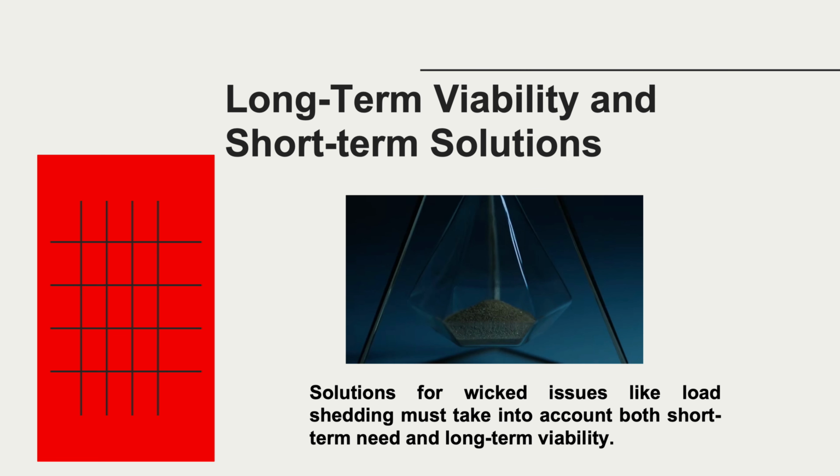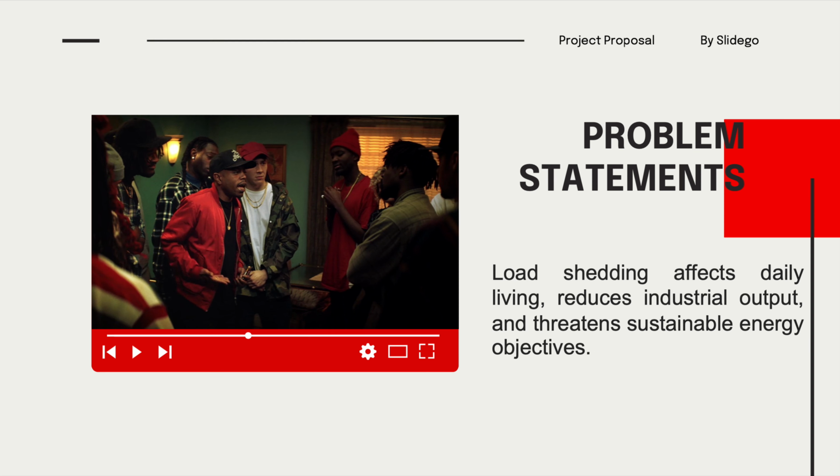Long-term viability and short-term solutions. When load shedding occurs, temporary solutions like rolling blackouts or emergency power purchases are frequently implemented in order to deal with unexpected energy shortages. On the other hand, these expedient measures may delay the goal of sustainable development. To fulfill short-term demand, for instance, relying on non-renewable energy sources like fossil fuels may eventually result in increased energy costs and environmental harm.